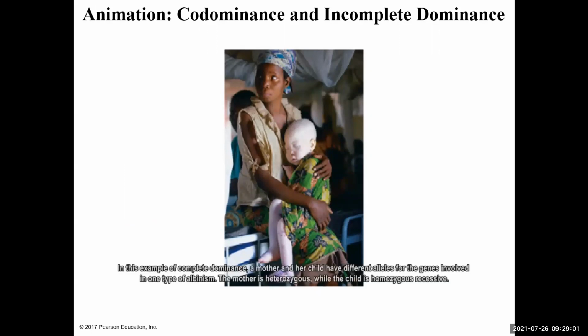In this example of complete dominance, a mother and her child have different alleles for the genes involved in one type of albinism. The mother is heterozygous, while the child is homozygous recessive.